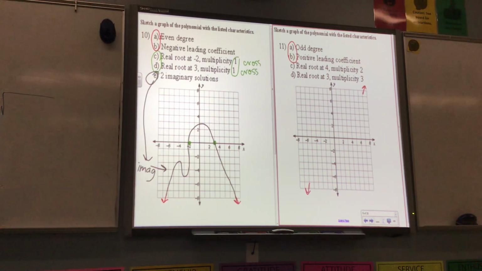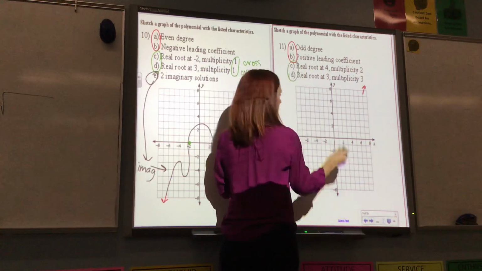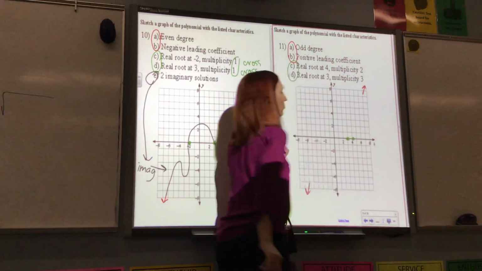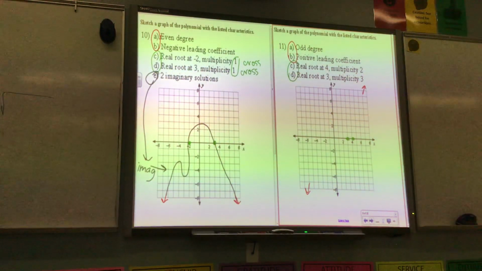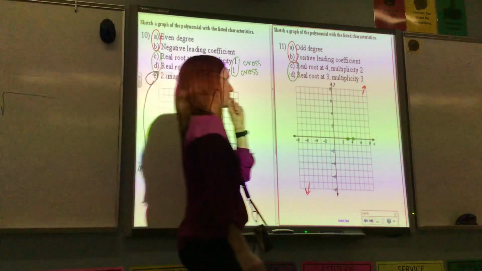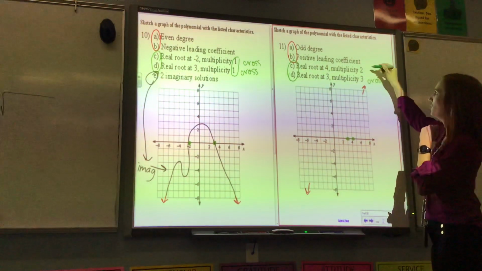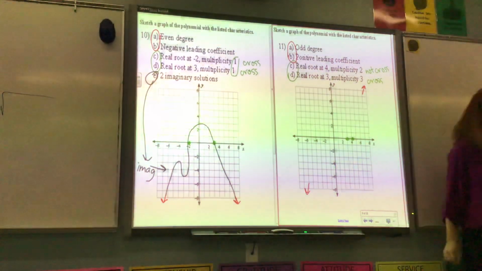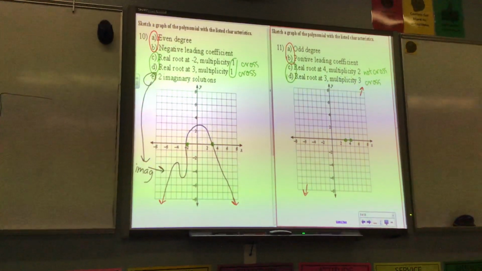Where are my zeros at? 4, 3 and 4. 4 first. Will they both cross? No. Which one crosses? 3, so that has an odd. The 2 will not cross at 4, so that'll rebound and go back around. Do I know anything else?